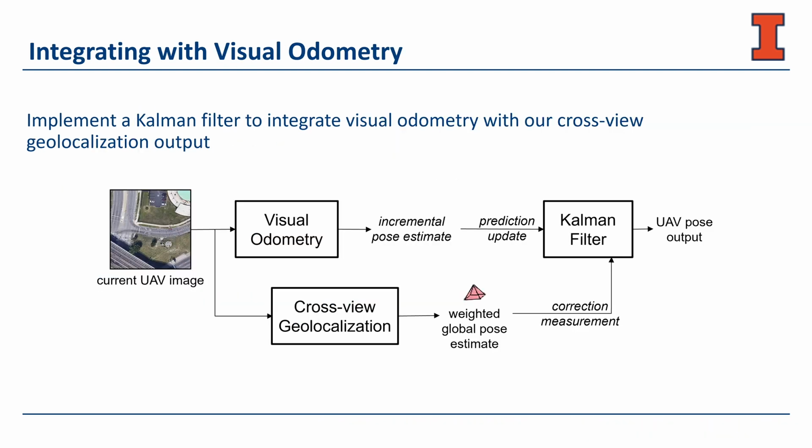We implement a Kalman filter to integrate visual odometry with our cross-view geolocalization output. For visual odometry, we use incremental pose estimates from OrbSlam2 in the prediction step of the filter. Global pose corrections from our cross-view geolocalization are used in the correction step.